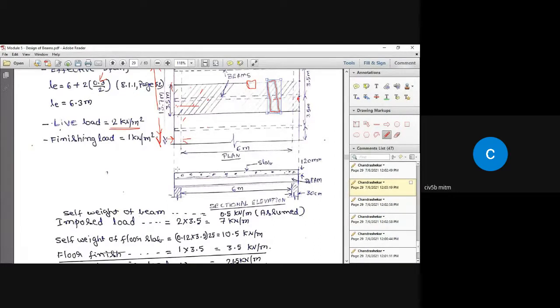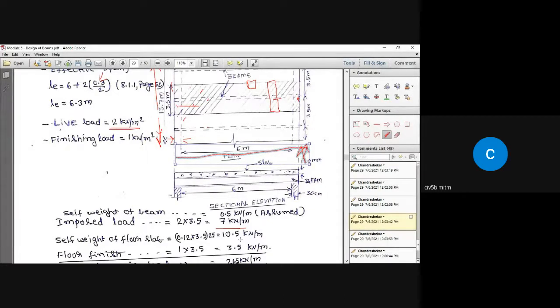That means if you draw a beam like this with 2 supports, this beam is subjected to a load of 7 kilonewton per meter. Self weight of the beam is assumed as 0.5 kilonewton per meter.